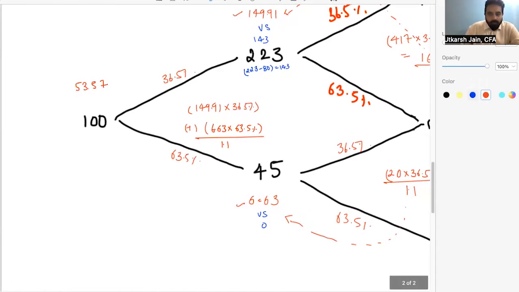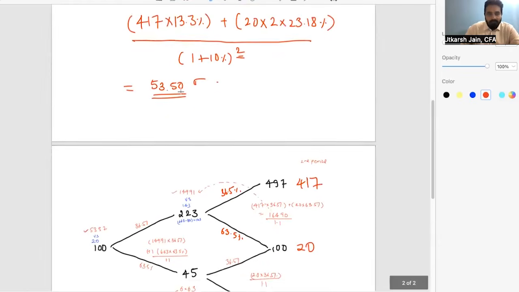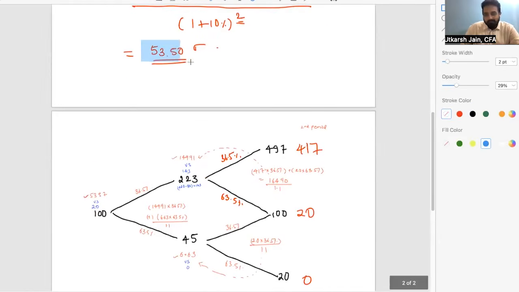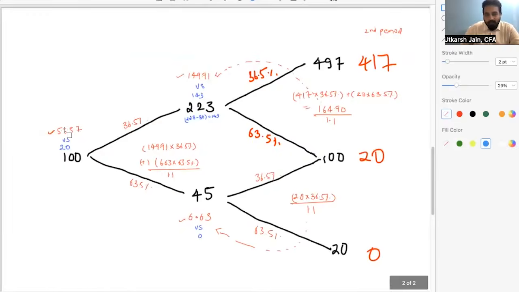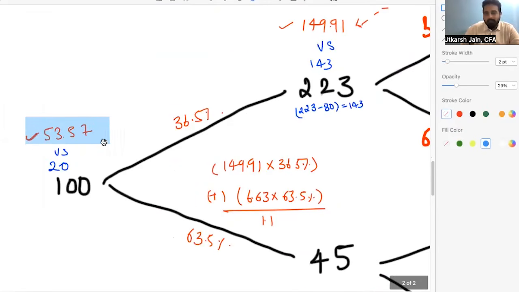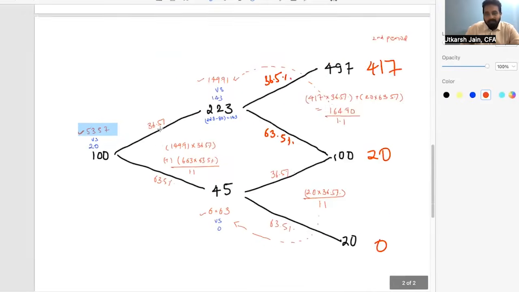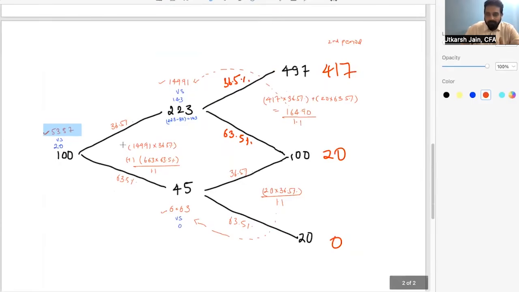Now, hold on a minute. It's an American option, remember? Can you exercise right at the beginning? Can you exercise even today? Yes, you can exercise whenever you want. If you exercise today, how much would you get? 20. So then you would say, no, I don't want to. I will choose 53.57. That's your answer. Your answer came out to be same under both the methods, but it doesn't mean it will always be the same. Okay, it is same in this example, but doesn't mean it will always be the same.